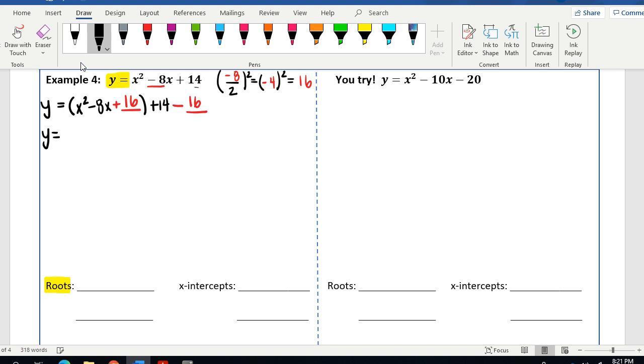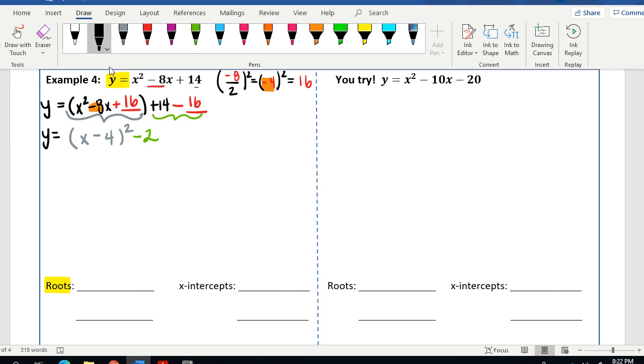All right. Now that I have set up my equation, I can do the shortcut. So I'm going to factor this. And if I were to factor this, since it's a perfect square trinomial, this would become x. The number inside my parentheses is negative 4, or what's half of negative 8. All right. And then I'm going to add or subtract my two numbers. So 14 minus 16 is negative 2. So I've just converted from standard form to vertex.